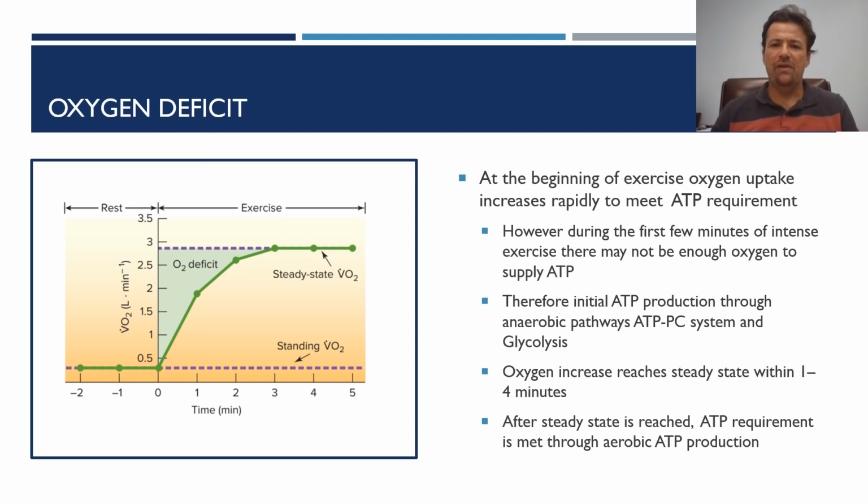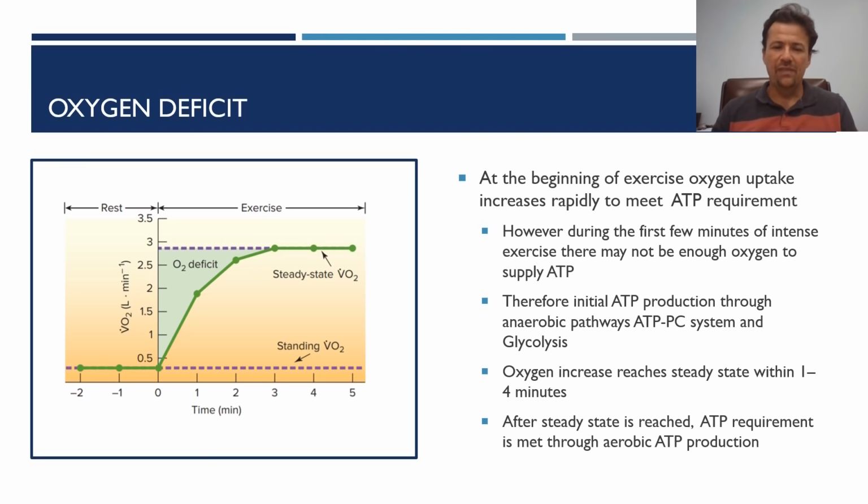Now, at the beginning of exercise, oxygen uptake has to increase to meet the ATP requirements. However, if we're undergoing intense exercise, we may not actually have enough oxygen being delivered to our tissues to supply the ATP. And therefore, as we just saw, those initial couple of minutes occur in the absence of oxygen. Oxygen only reaches a steady state delivery maybe within 2 to 3 minutes of starting high intensity exercise.